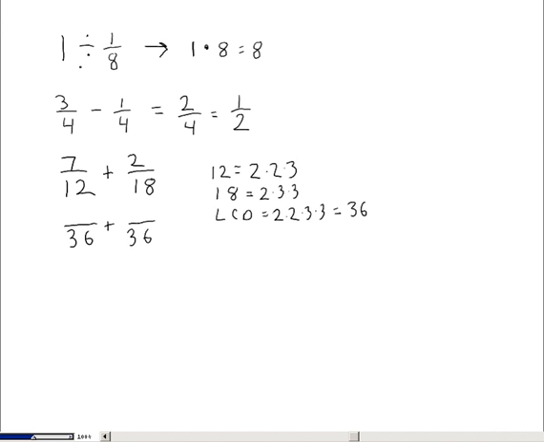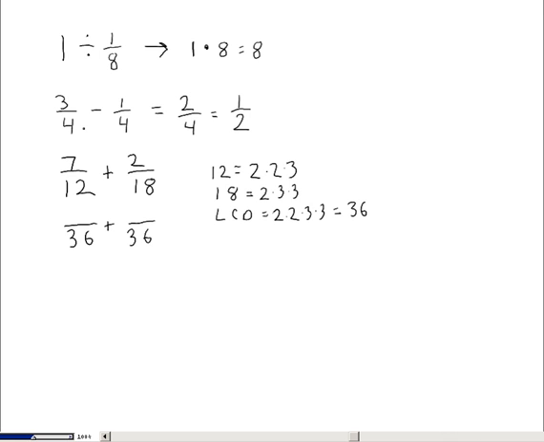Here's a few more problems. On this problem, it says, what is 1 divided by 1/8? Well, again, when you're dividing fractions, you reciprocate the second fraction and multiply. So the reciprocal of 1/8 is actually 8 over 1, or just 8. So this is 1 times 8, or 8. So 1 divided by 1/8 is 8.